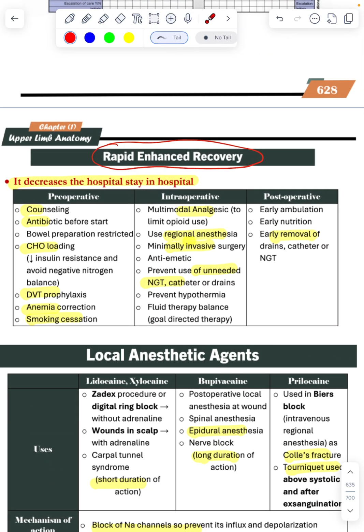So this is about enhanced recovery system: pre-operative counseling, intraoperative, post-operative. Important is prophylactic antibiotic. Questions are coming on this: carbohydrate loading, prophylaxis with DVT, correction of anemia, and smoking. Multimodal analgesia is useful. Regional is better. Minimal invasive surgery, laparoscopy is good. Antiemetic is also one of the parts. Use of nasogastric tubes has to be limited. Hypothermia should be prevented. Goal directed fluid therapy is important. Early ambulation, good nutrition, early removal of catheters.